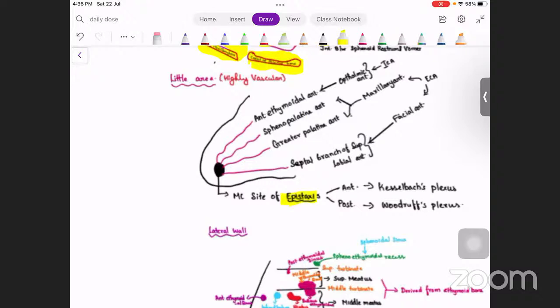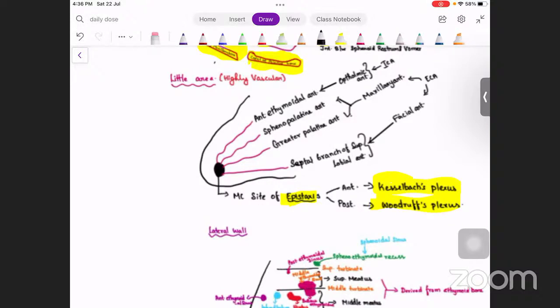Okay, anterior epistaxis is via the Kesselbach plexus, while posterior is via the Woodruff plexus. Kesselbach's plexus is mediating the anterior epistaxis, while Woodruff plexus is mediating the posterior epistaxis. So now, another important MCQ, people.